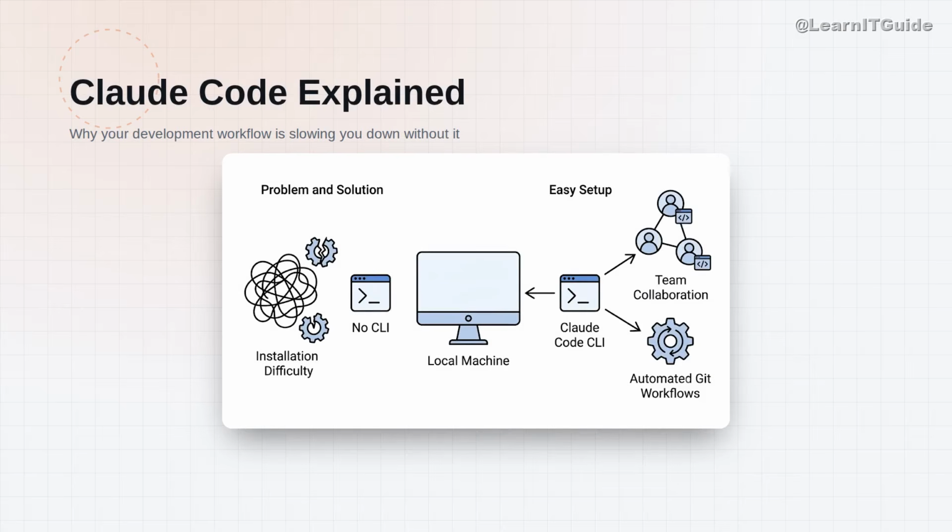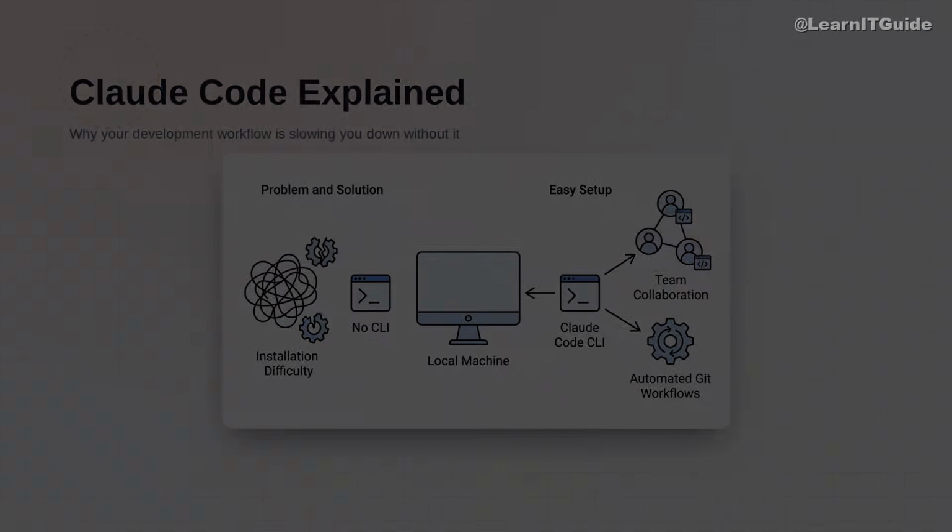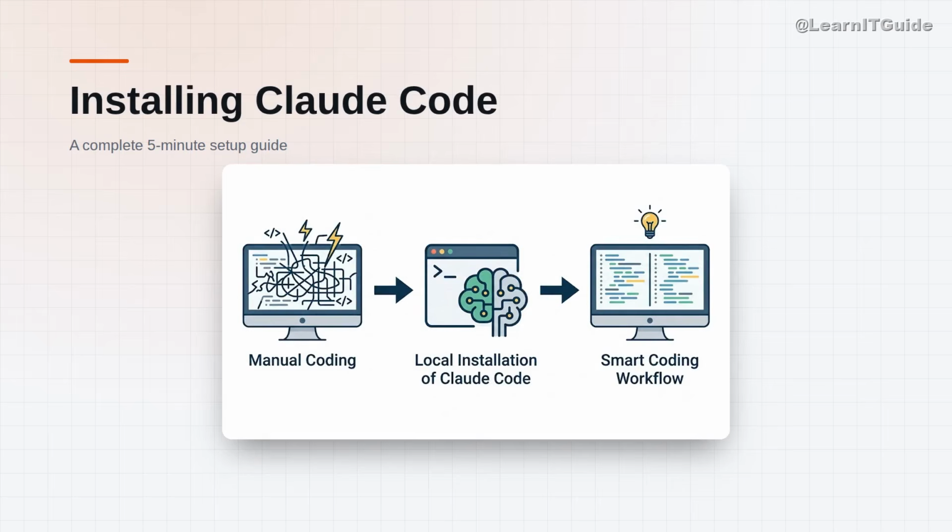your local machine. This took me 3 hours to figure out, and I'm going to save you all of that. Because without the CLI integration, your team cannot collaborate on code generation tasks or automate routine Git workflows directly from the terminal. Let us get started with the installation process so you can start coding smarter, not harder.